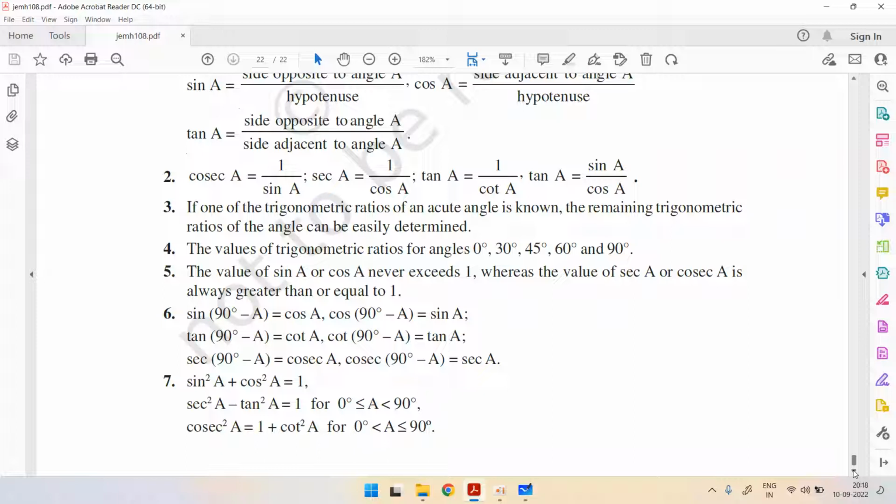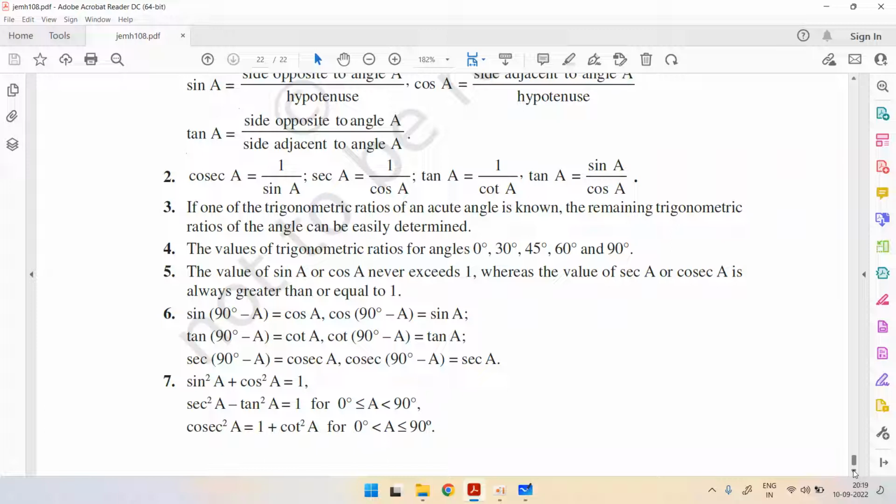For sine 0, sine 30, sine 45, sine 60, sine 90, the values are 0, half, 1 by root 2, root 3 by 2, and 1. For tan, tan 0 is 0, tan 30 is 1 by root 3, tan 45 is 1, tan 60 is root 3, and tan 90 is infinity, not defined. The inverse of sine is cosecant, of cos is secant, and of tan is cotangent, cot.